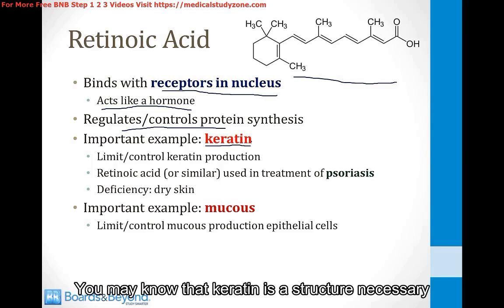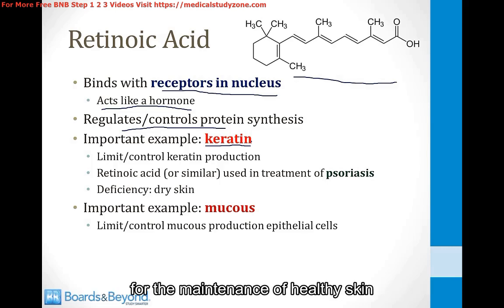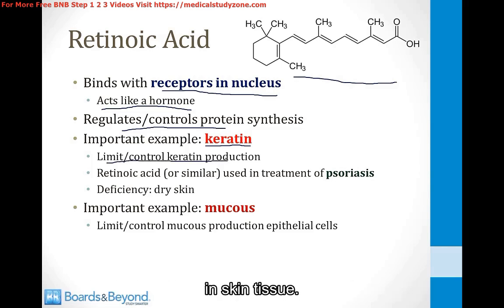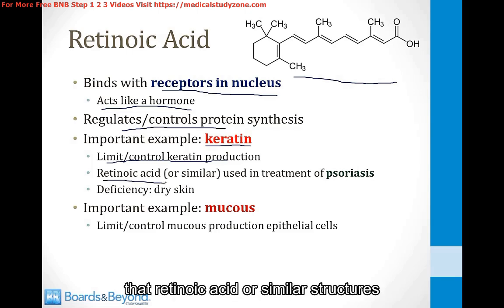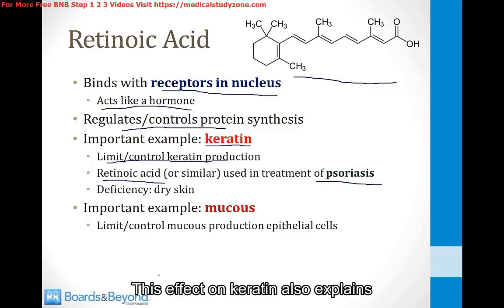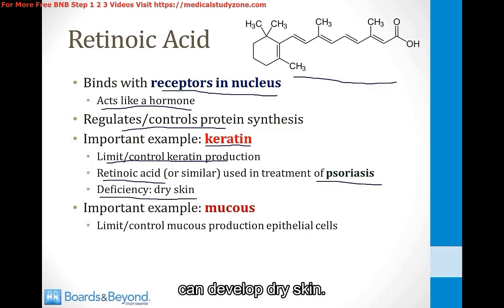You may know that keratin is a structure necessary for the maintenance of healthy skin, and retinoic acid can limit or control keratin production in skin tissue. If you know this, it will help you remember that retinoic acid or similar structures are often used in the treatment of different skin disorders, including psoriasis and acne, and we'll talk more about that a little bit later. This effect on keratin also explains why patients who are deficient in vitamin A can develop dry skin.